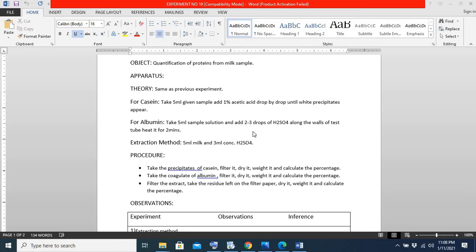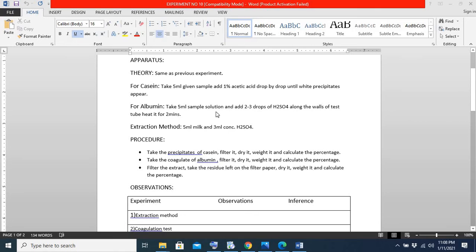And in another test tube we take 5 ml of the milk sample, and then we add 2 to 3 drops of concentrated H2SO4, wait for 2 minutes and heat for 2 minutes. After that, the precipitate we have will be the precipitate of albumin.